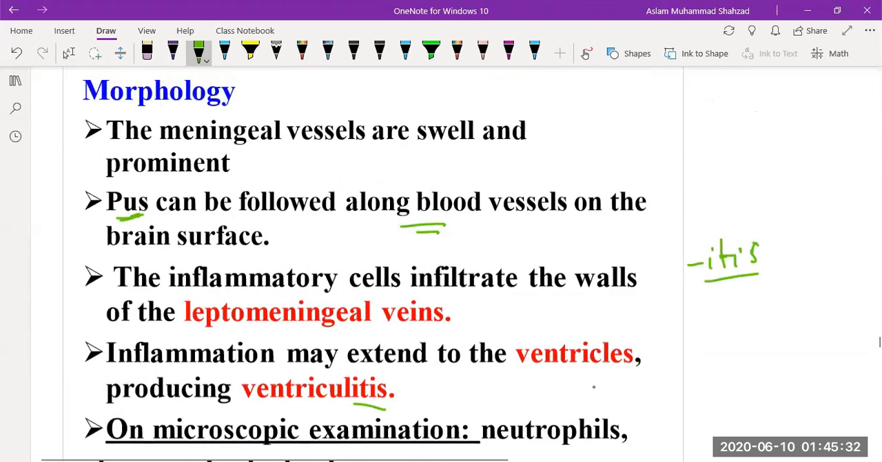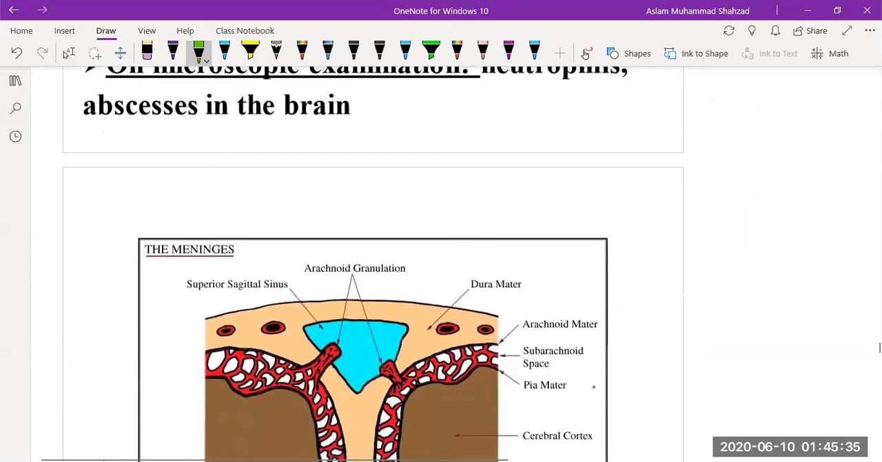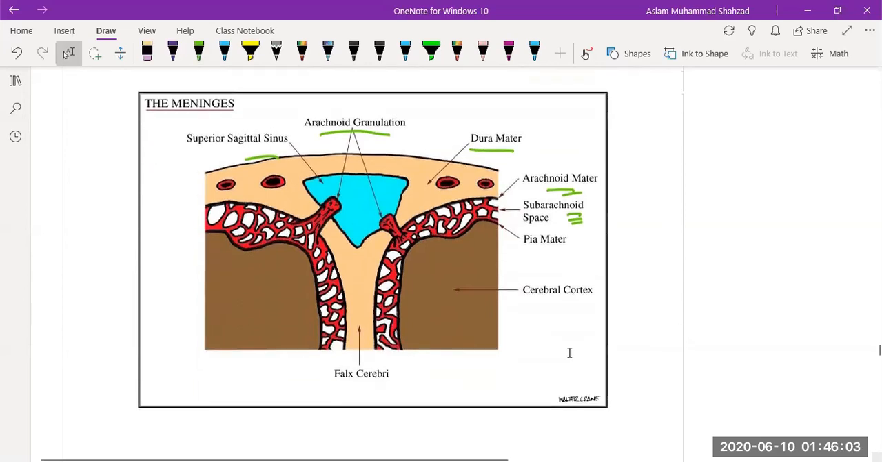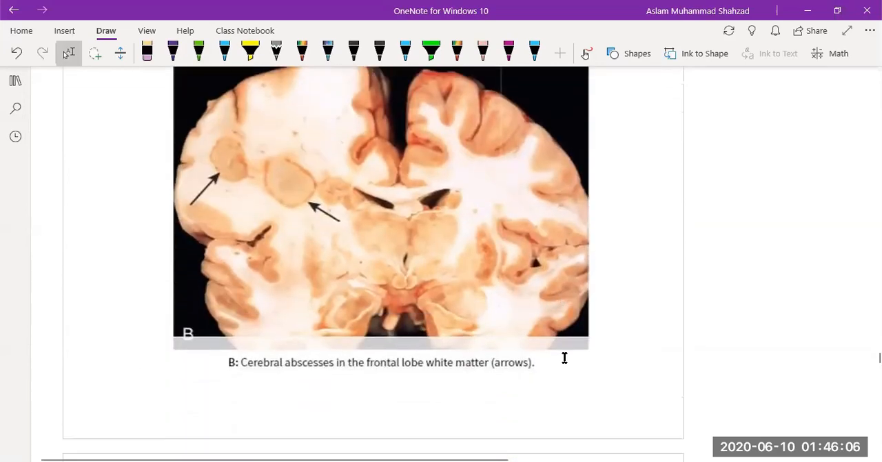What I mentioned is the leptomeningeal veins, and they also affect, as you can see, the arachnoid mater and subarachnoid spaces. This is a structure of the meninges that consists of the superior sagittal sinus, arachnoid granulation, and dura mater. We already discussed this in anatomy, so I'm just presenting this picture for revision.